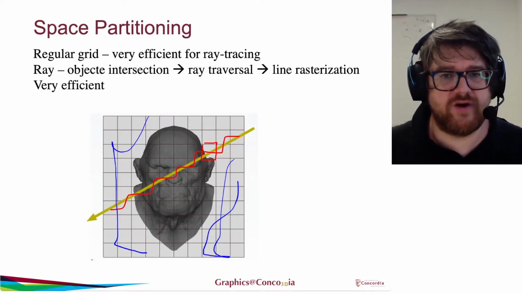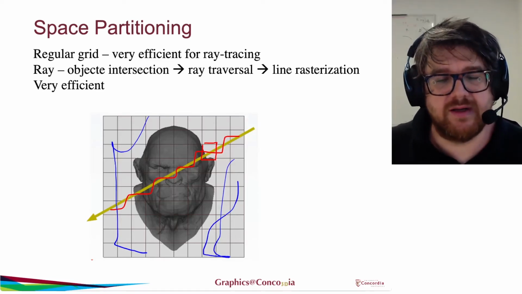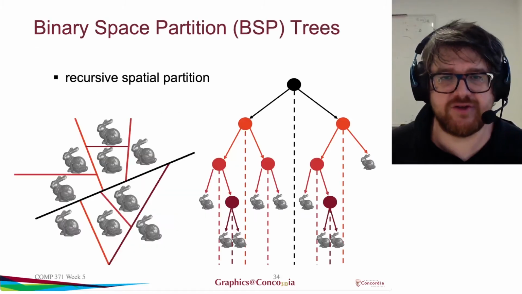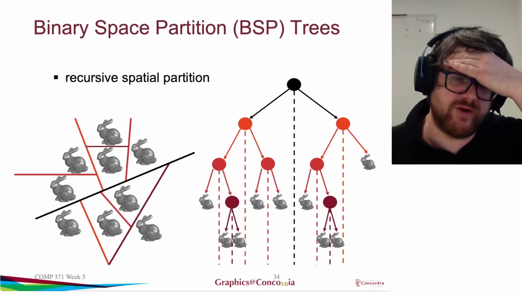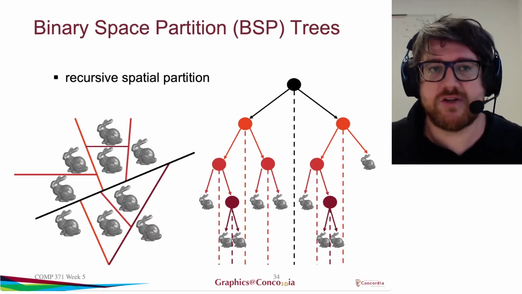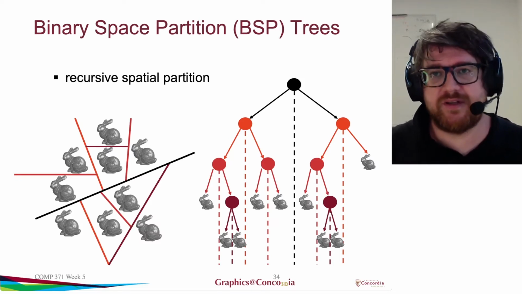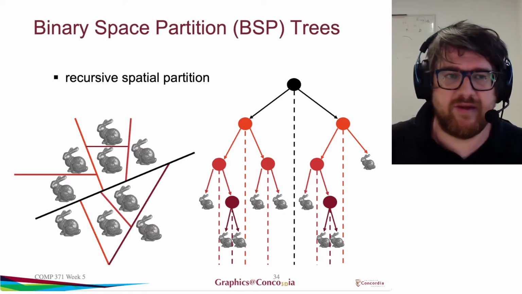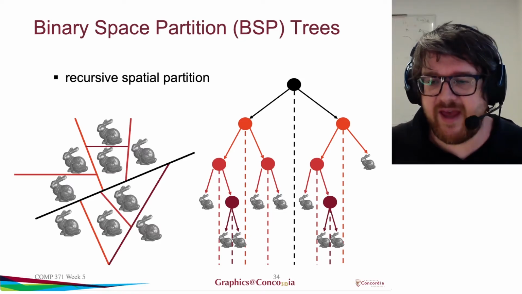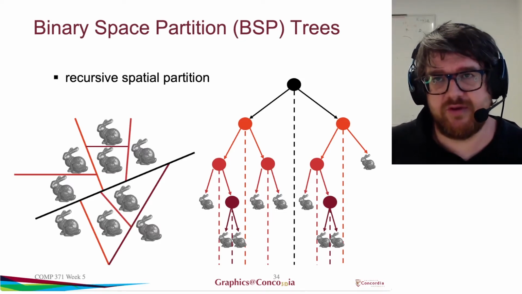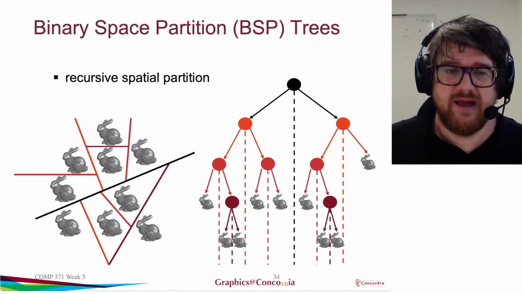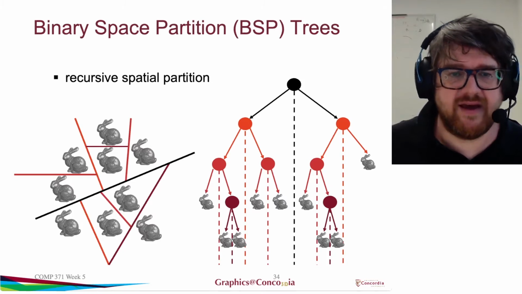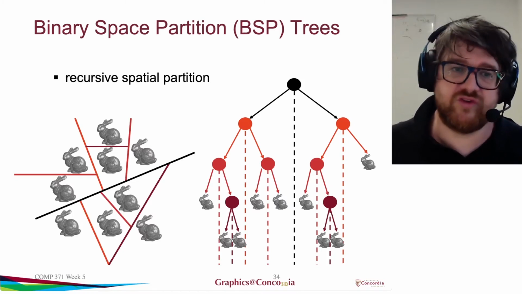Then we can go for something which is a little bit more memory efficient, which are different types of spatial partitioning trees, and we're going to look at three of them. The first one is binary space partition, or BSP trees. This is a method which used to be very popular at the beginning of computer graphics. And it has a fairly simple principle: I divide my space into two using planes.